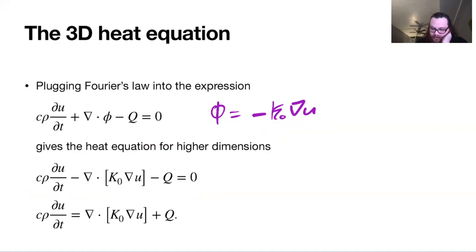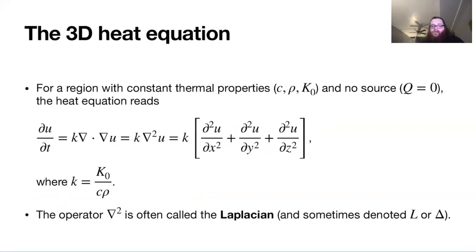Okay. So we can write this. There are a few different ways we can write this. Assuming that C rho and k0 are all constants, and there's no source term, we divide by C rho over there. So little k is k0 over C rho, and we can pull it out from there. But then otherwise, we're left with the divergence of the gradient.